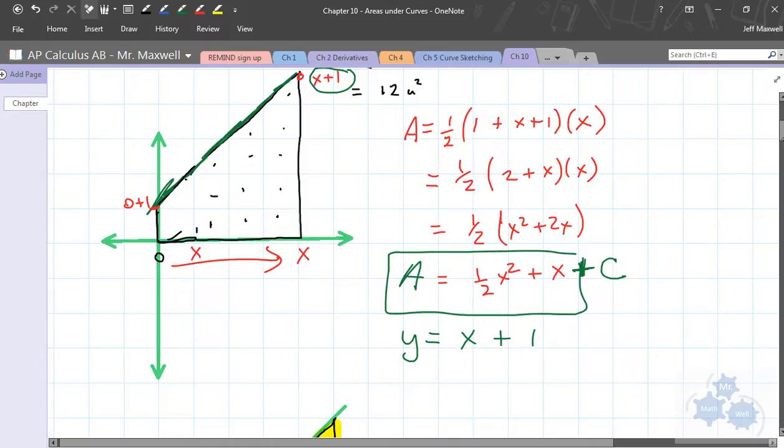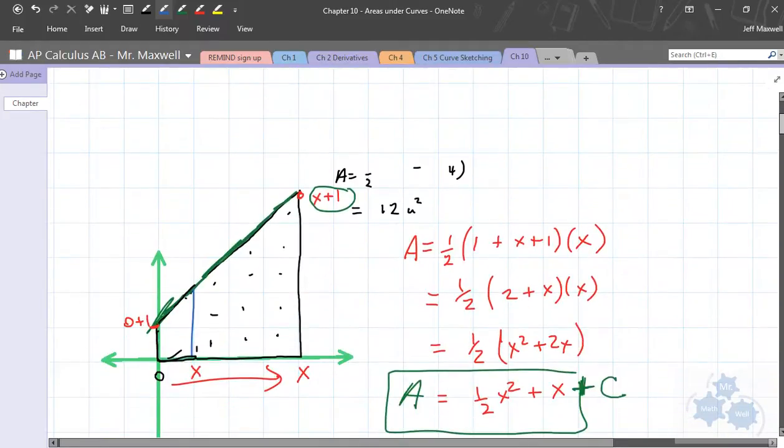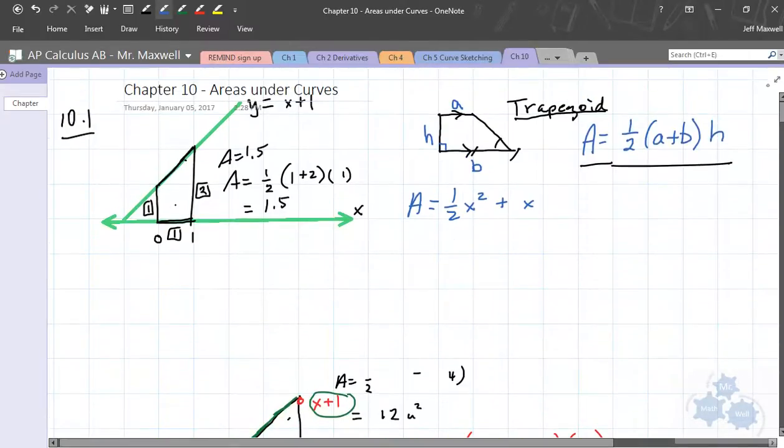Now, how does it work? I wonder if I use this expression here. If I plug in 1, I should get an area of 1.5, right? So if the area equals 1/2 x squared plus x, that's what we have here. Don't worry about the c for now. But if I plug in 1 into this function, I have 1/2 times 1 squared plus 1, which is 0.5 plus 1, or 1.5. That seems to work, doesn't it?